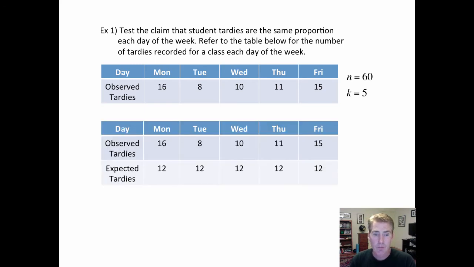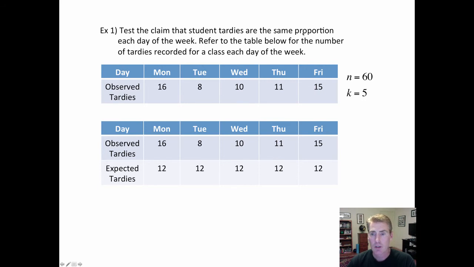Next up, expand the table a little bit, make another row, and find the expected values. Since it says same, there's actually two ways to find the expected values. One is, if they're all going to be the same, you could take the total of 60, divide it by 5 days a week, and you'll get 12. So all of these should be the same, 12.